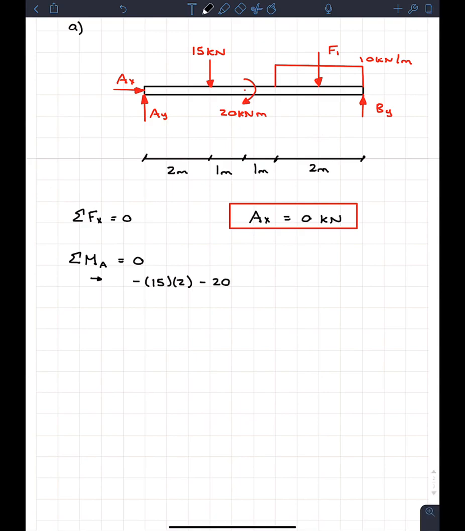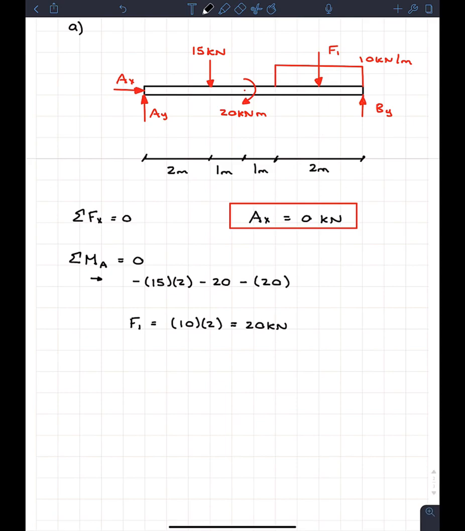And finally, we have the distributed load F1. So we see that F1 is also clockwise, so it's going to be negative. And then we need to find the value of F1. So just down here real quick, I'm going to go F1 is equal to, and all it is going to be the area of that distributed load. So we know it's going to be 10 kilonewtons per meter, and that's the height of it, multiplied by the length, which is 2. So we know that F1 is equal to 20 kilonewtons. We're going to put that up in here, so minus 20.